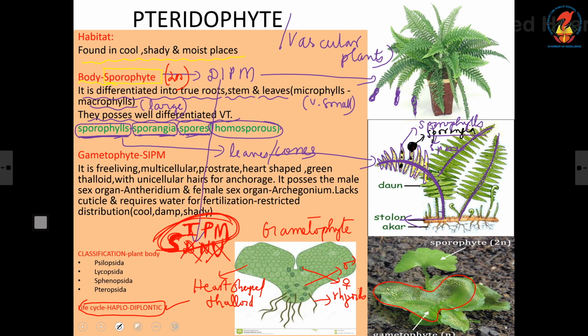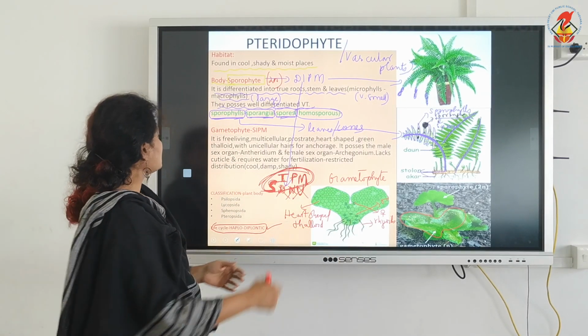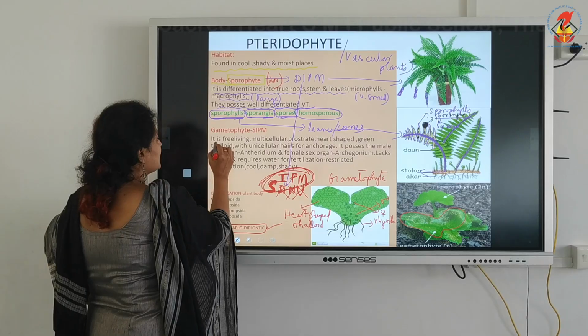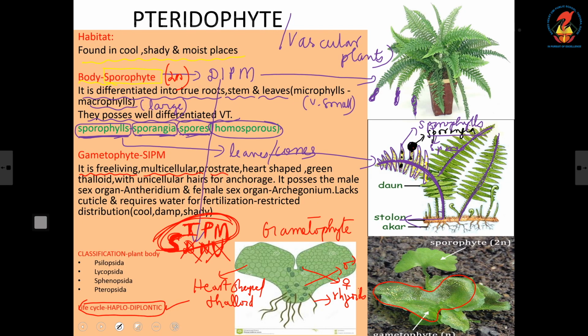So now going to the structure of the gametophyte, I have explained with the help of the slide and extra information. Now I am going to read what is given on the slide. It is a free living, multicellular, prostrate, heart shaped, green thalloid with unicellular hairs for anchorage. It possesses the male sex organ called antheridium and the female sex organ called archegonium. It lacks cuticle and requires water for fertilization. Therefore, it is restricted in its distribution.